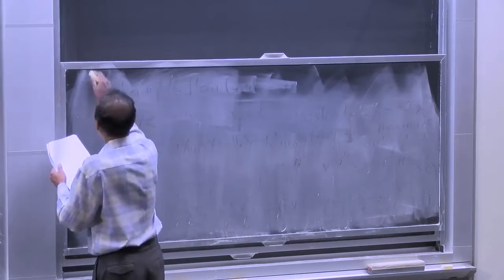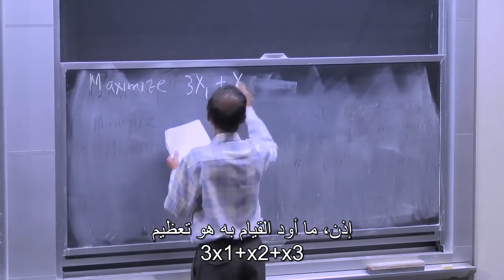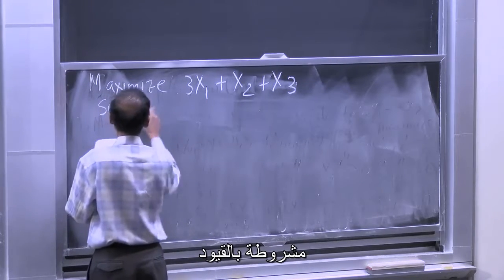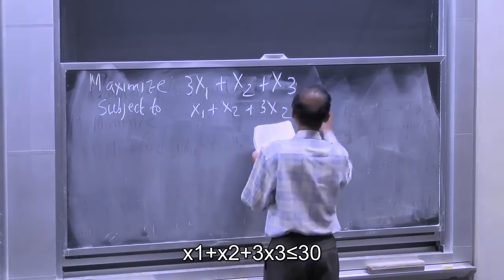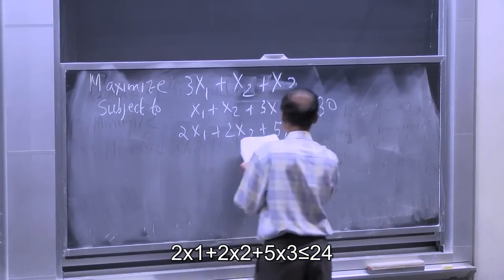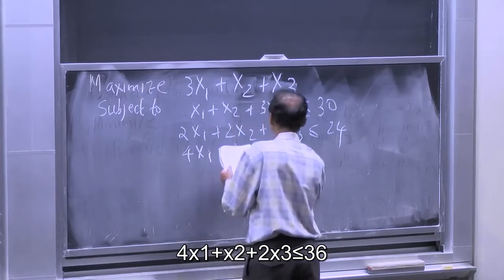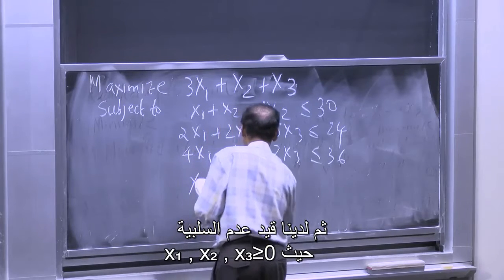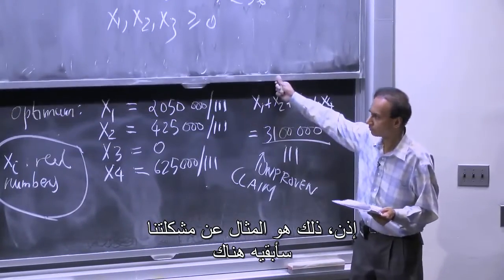So what I want to do is maximize 3x1 plus x2 plus x3 subject to the constraints that x1 plus x2 plus 3x3 is less than or equal to 30, 2x1 plus 2x2 plus 5x3 is less than or equal to 24, 4x1 plus x2 plus 2x3 is less than or equal to 36, and then non-negativity constraints: x1, x2, x3 greater than or equal to 0. All right, so that's our example problem. I'll leave it up there.